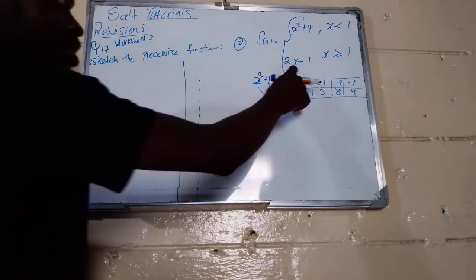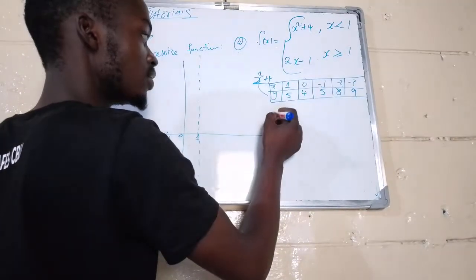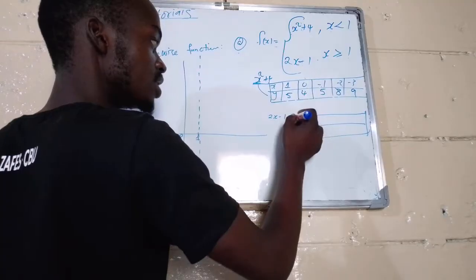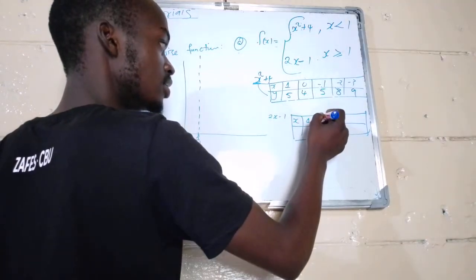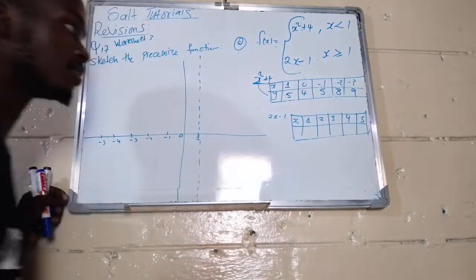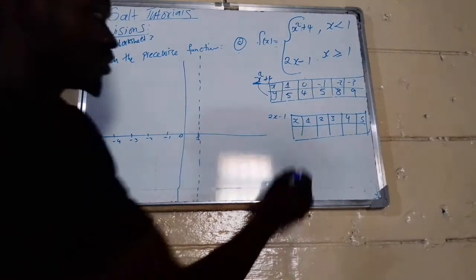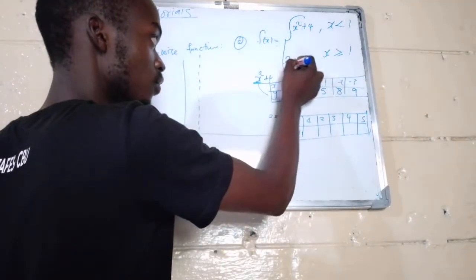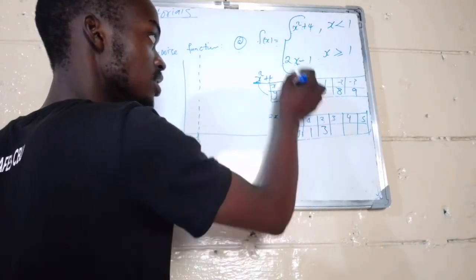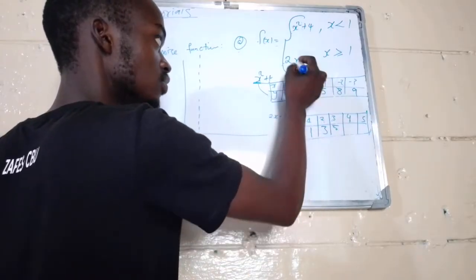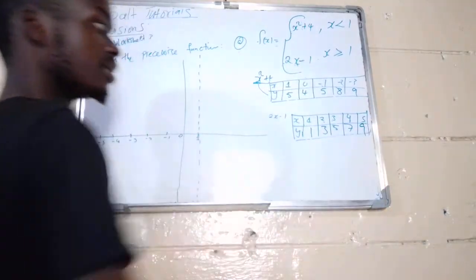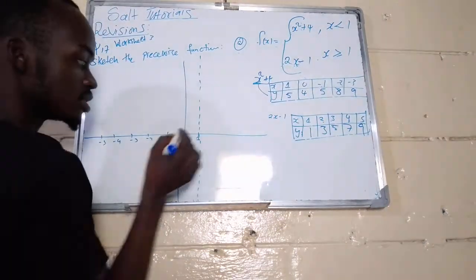But for this one, we use greater than 1 values. For 2x minus 1, we'll use the box of greater than 1 values. So if this is my x greater than 1, that's 1, 2, 3, 4, 5. It's up to you. When x is 1, 2 minus 1 is 1. When x is 2, 4 minus 1 to be 3. When x is 3, 6 minus 1 to be 5. When x is 4, 8 minus 1 to be 7. When x is 5, 10 minus 1 to be 9. So we just plot those values.